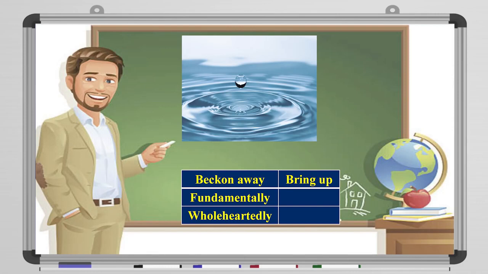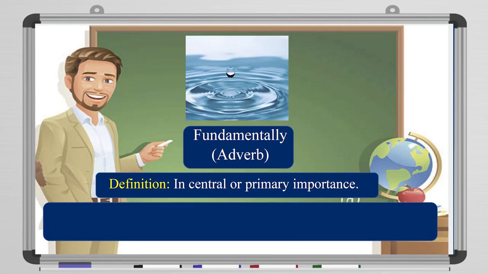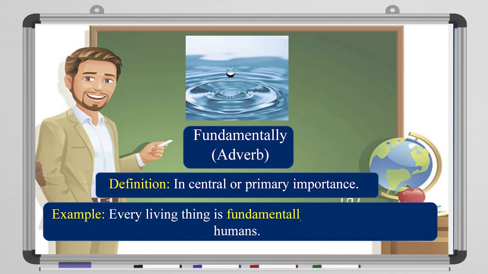Did you get it? Well, the word is fundamentally. Fundamentally means of central or primary importance. So it is in the middle, it is in the core. So for example, every living thing is fundamentally the same. We are all humans. Okay? Let's look at the next one.